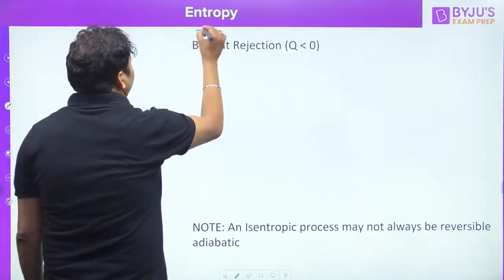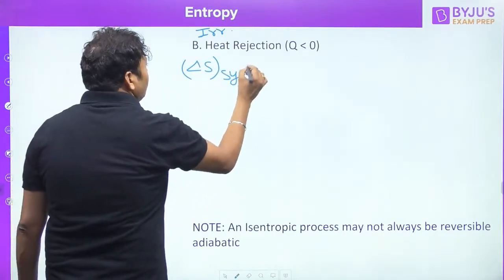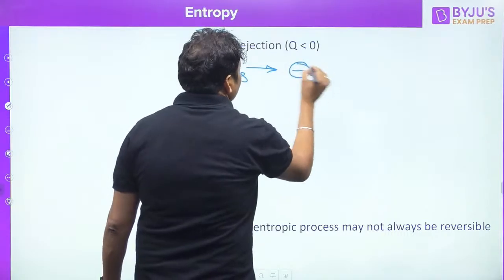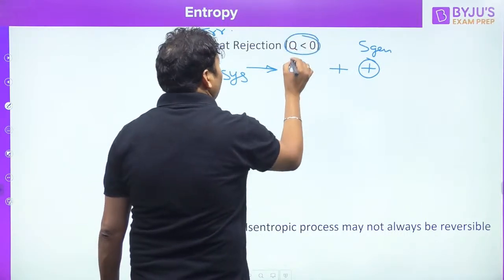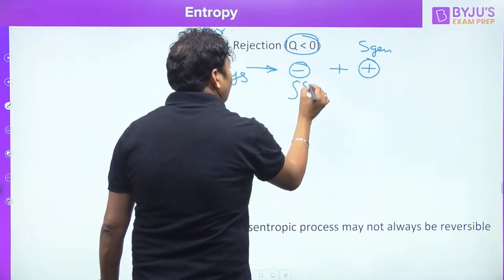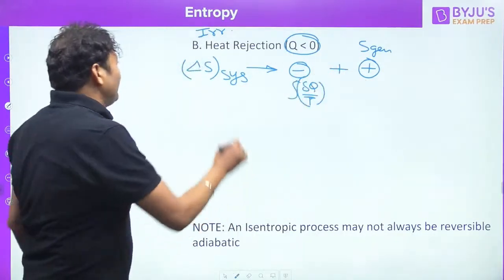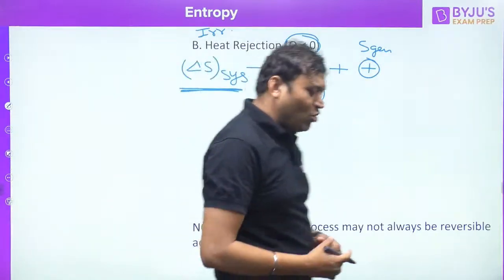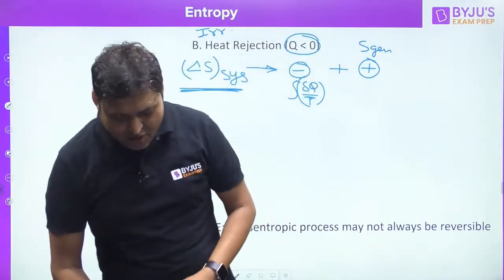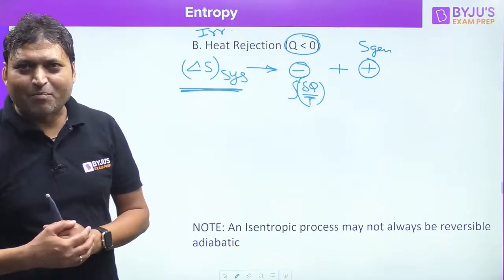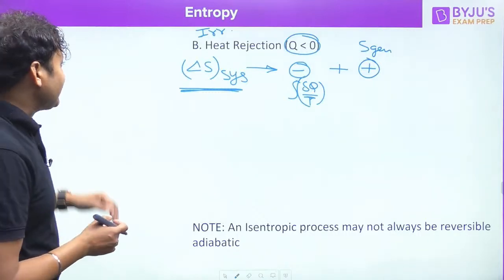Now for an irreversible heat rejection process, for delta S of the system, the first term will be negative and the second term will be positive. S generation will be positive, but Q will be negative, so del Q by T will be negative. So with this negative and positive, what will be the final value? What will be the change in entropy for the system when the closed system is undergoing an irreversible process?